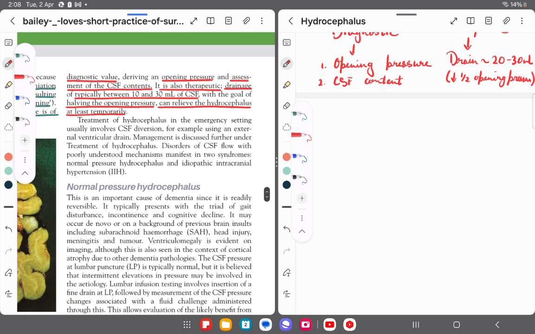Treatment of hydrocephalus in the emergency setting usually involves CSF diversion, for example, using an external ventricular drain. Management is discussed further in the treatment of hydrocephalus. Disorders of CSF flow with poorly understood mechanisms manifest in two syndromes: normal pressure hydrocephalus and idiopathic intracranial hypertension.